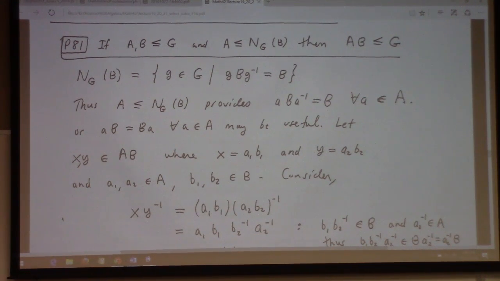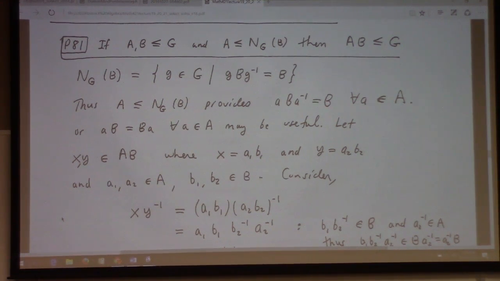Here's one I'll go through. Suppose A and B are subgroups of G, and A is a subgroup of the normalizer of B in G. Then we're supposed to prove that AB is a subgroup of G. So what does this mean? The normalizer of B in G is the set of g in G such that gBg inverse is equal to B again. In other words, it's the set of group elements which conjugate B to B.